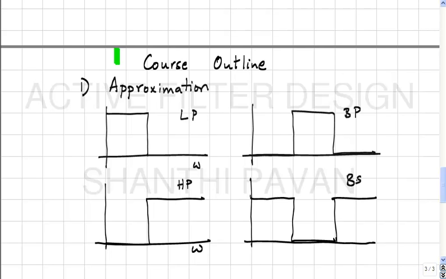Okay, and clearly, by the very nature of these pictures, it's apparent that no physical network will be able to realize anything where anything differentiated with respect to anything else will give you a step. Everything will have finite slope. So none of these characteristics are realizable in practice. They can only be approximated to an arbitrarily close degree. Approximation is the art, or the science, of finding a ratio of polynomials in S which approximates any one of these curves in some optimal fashion.